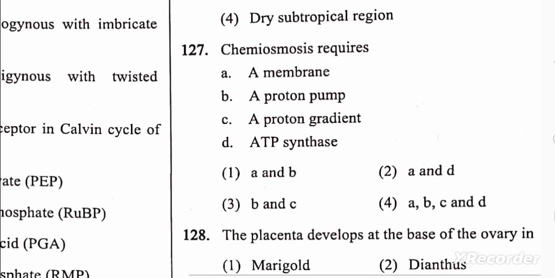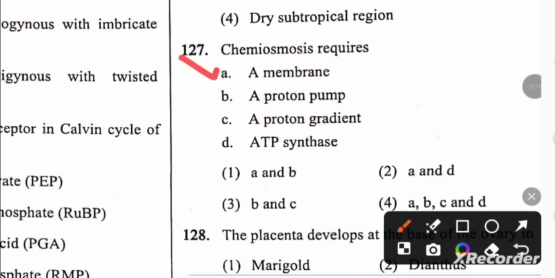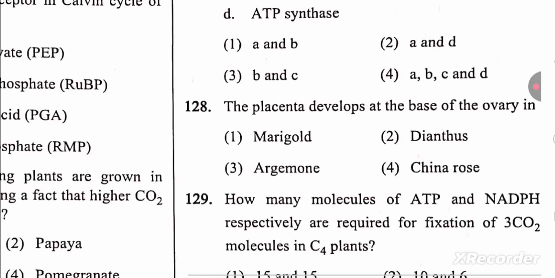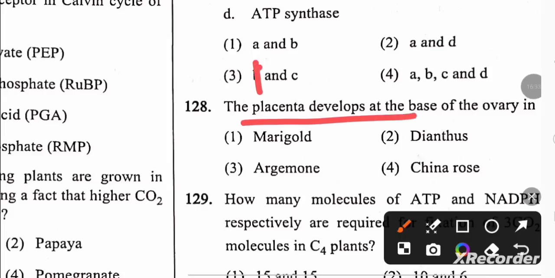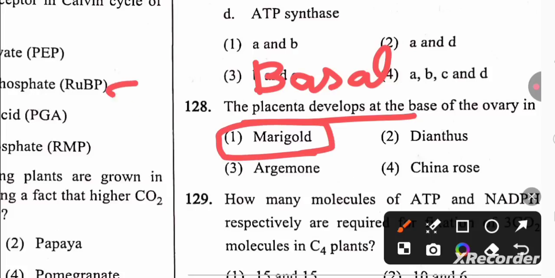Chemiosmosis requires a membrane, a proton pump, a proton gradient and ATP synthase. So option 4, all of these, is the right answer for chemiosmosis. The placenta develops at the base. This is basal placentation of the ovary. It is observed in marigold, because marigold and sunflower both show basal placentation. So marigold is the right answer for this question.